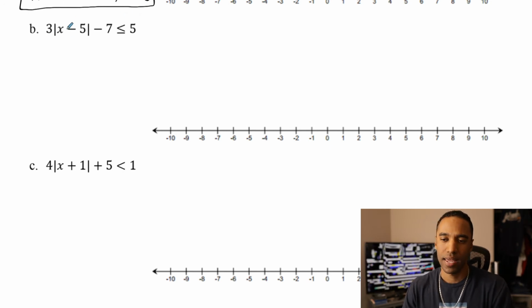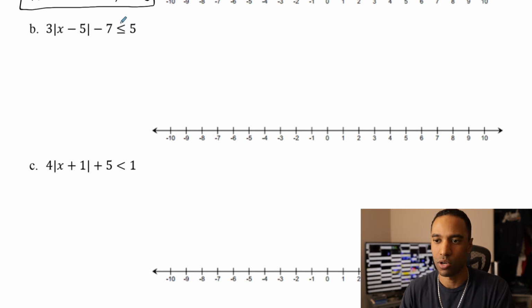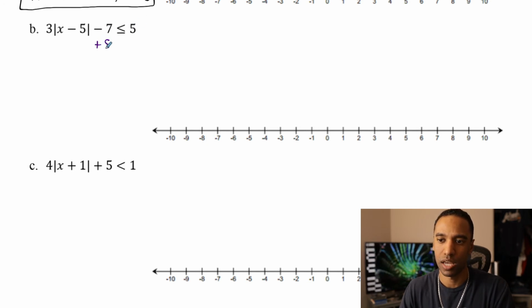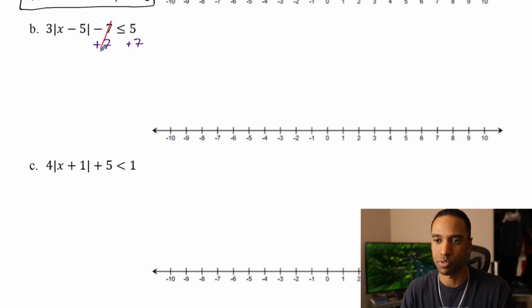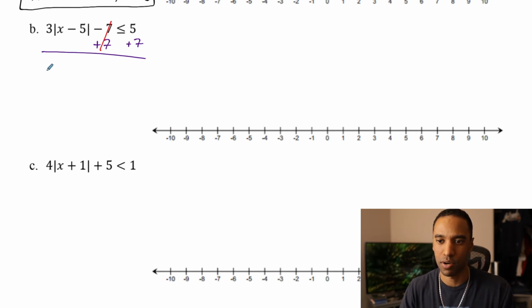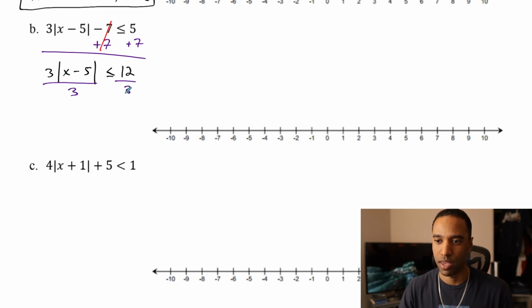Part B, 3 times the absolute value of x minus 5, and then minus 7 is less than or equal to 5. Just like the equal sign ones, let's go ahead and add 7 to both sides here to start to isolate the absolute value. Not quite isolated just yet. We got 3 still there. Okay, and we got 5 plus 7, which is 12. Okay, now we divide both sides by 3 to get the absolute value quantity by itself.